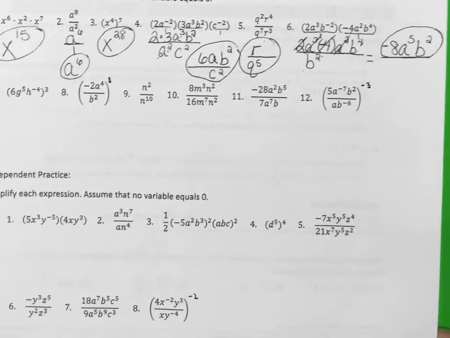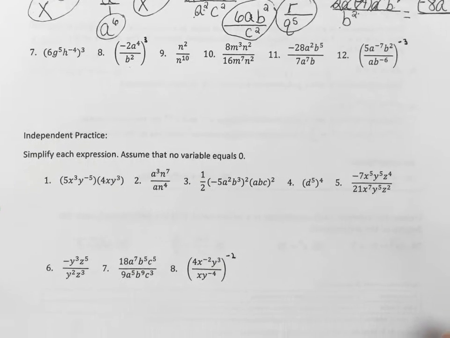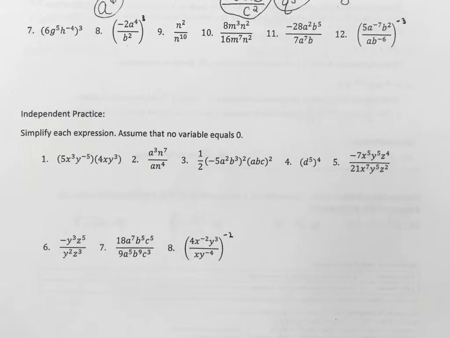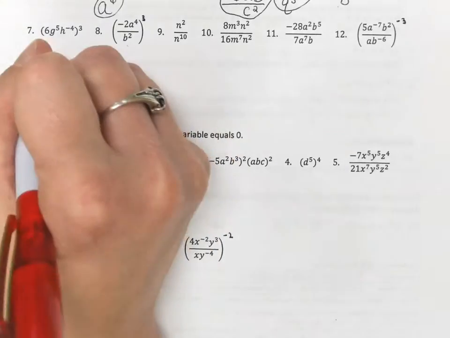All right, what about number 7? Oh my goodness, everything in those parentheses is to what power? The third. Ooh, perfect cubes. You ready? How much is 6 cubed? 216. Very good, Gracie.